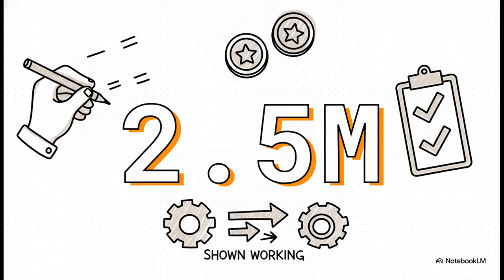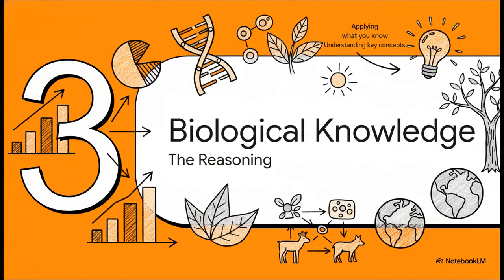Now, the mark scheme gives 1 mark for showing your calculation, that's subtraction, and a second mark for getting the right answer. So what's the key takeaway? Always show your working. That's 2 marks in the bag. Simple as that. All right, we've banked those calculation marks.